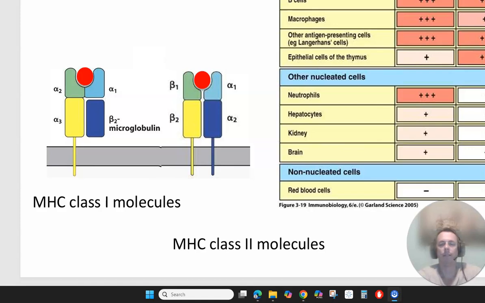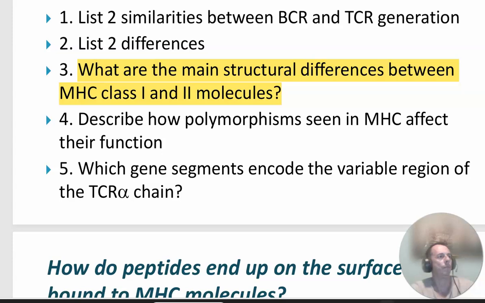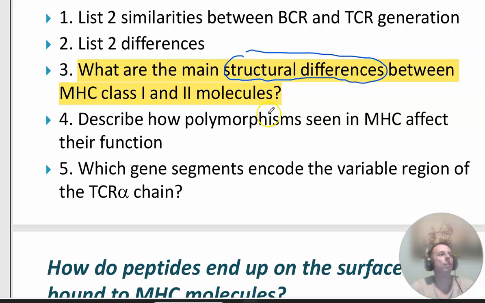Hi everyone, today we are focusing on the structure of MHC class 1 and class 2 molecules. The question that we are answering is: what are the main structural differences between MHC class 1 and class 2 molecules? So focus on structural differences between those two different molecules.